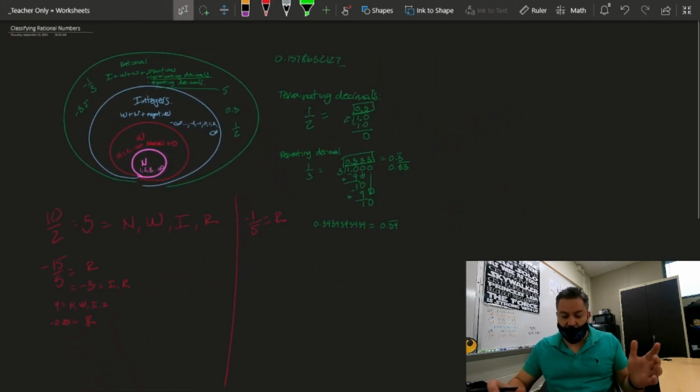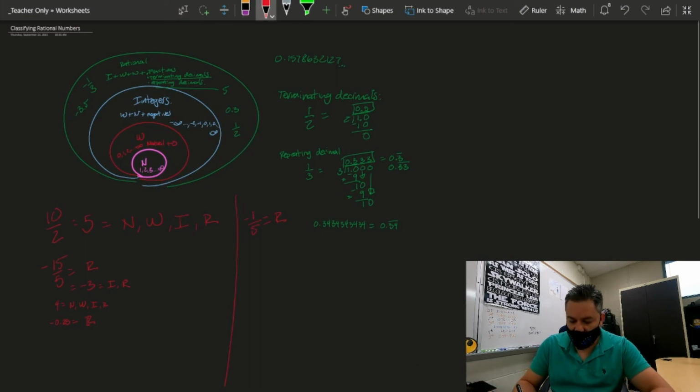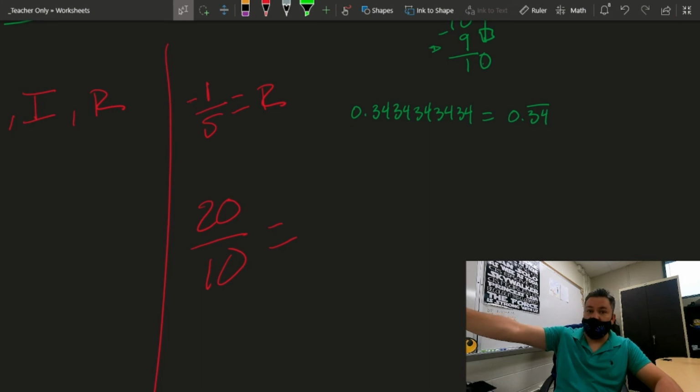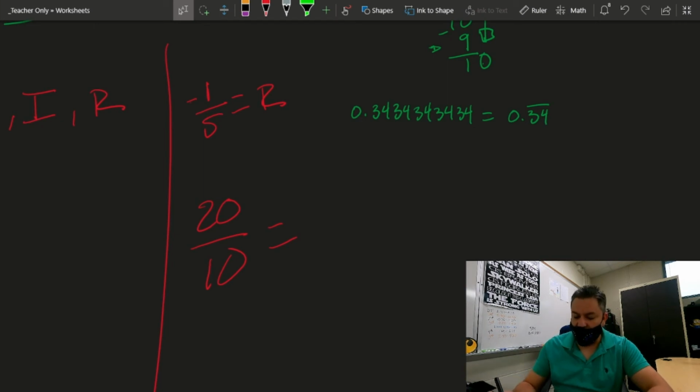So any more examples that you want me to work? Tell me a number. 20 over 10. What is that going to be? Rational. First of all, is it a fraction or an improper fraction? Improper. Can you simplify that? Yes. What are you going to get? 2 over 1, which is just 2. So that's going to be what? Is it a natural number? Yes. Is it a whole number? Yes. Is it an integer? Is it a rational number? It's all of them, right?